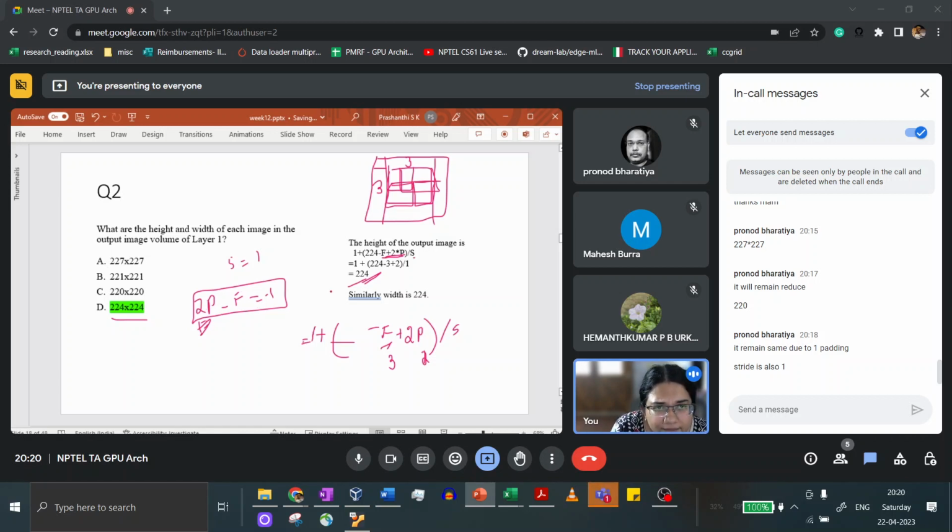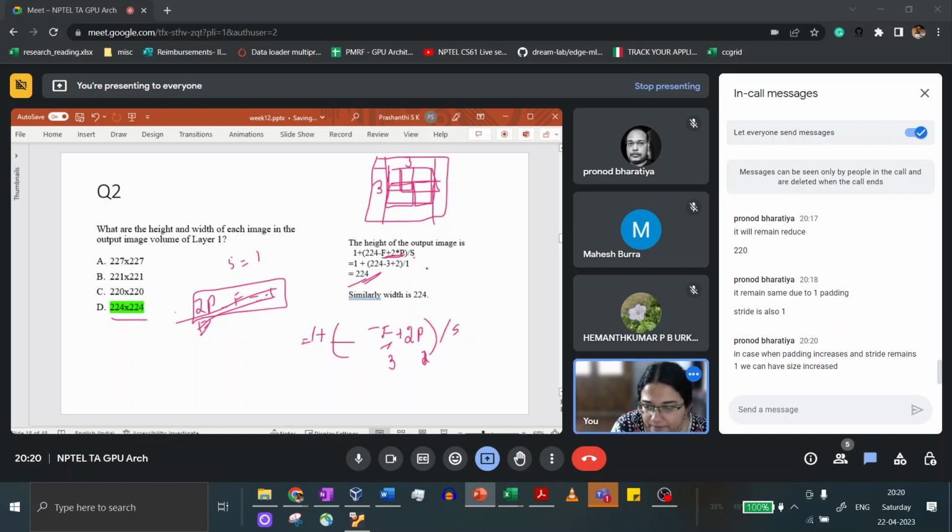There is a relation like this, look it up. I don't exactly remember it, but based on this you can figure out when the input size and the output size will remain exactly the same. So this question could be rephrased as something like that, and you can just work it out based on this. In the case where stride remains 1 and padding increases, we can have the size increased. That's a good observation.